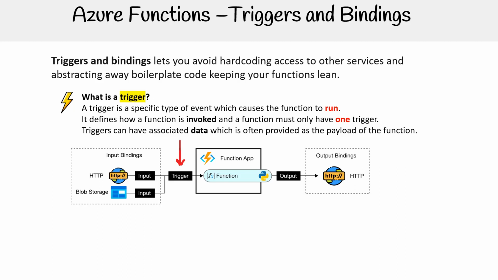It defines how a function is invoked, and a function must only have one trigger. Triggers can have associated data, which is often provided as the payload of the function.